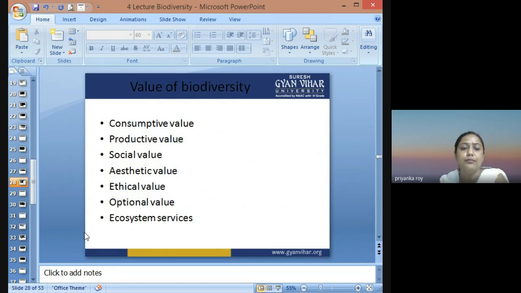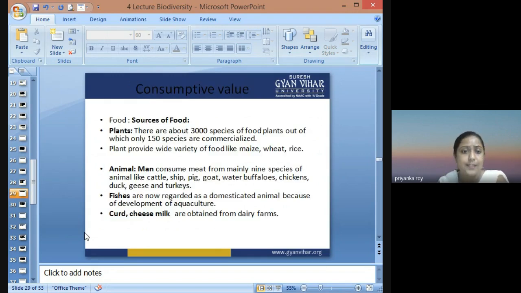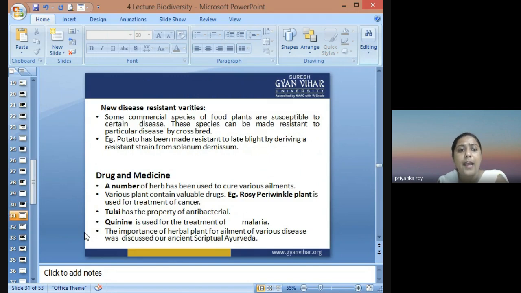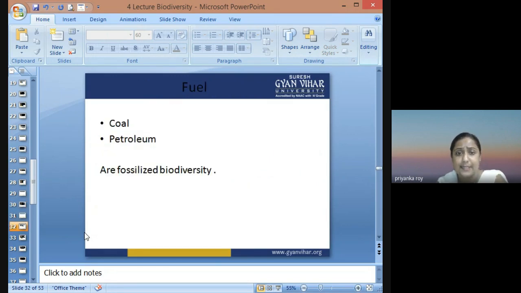Okay, so then you have the value of biodiversity: consumptive value, productive value, social value, aesthetic value, ethical value, optional value and ecosystem values. They are all part of the biodiversity system and show how it is valuable for us. We have a consumptive value for biodiversity: it provides us food, shelter, raw materials, fiber and medicines. As a fuel it provides wood, and coal and petroleum can also be part of it, as fossilized biofuel was once part of biodiversity.